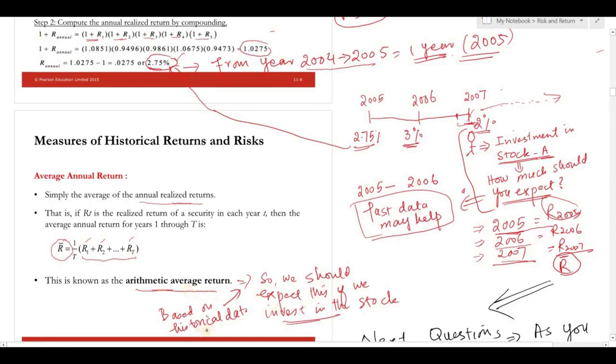So based on this historical data, if we are investing in the future, because we normally invest in the future, right? So how much should we expect? We can take some historical data, history. So we should expect this average if we invest in the stock. Okay, so the first measure of return is the historical return. So once we have the historical return, we can also find the historical risk.